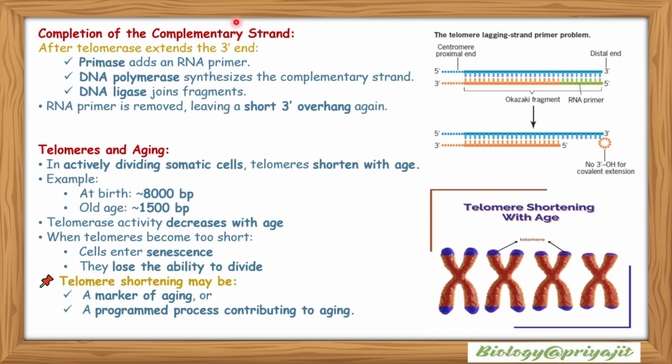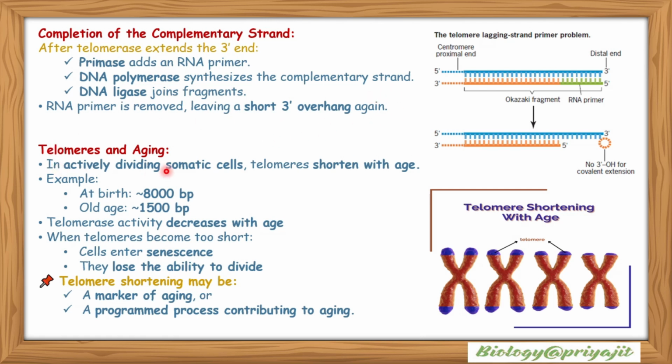Completion of the complementary strand. After telomerase extends the 3' end, primase adds an RNA primer. Then DNA polymerase synthesizes the complementary strand and DNA ligase joins the fragments. And when the RNA primer is removed, it leaves a short 3' overhang.